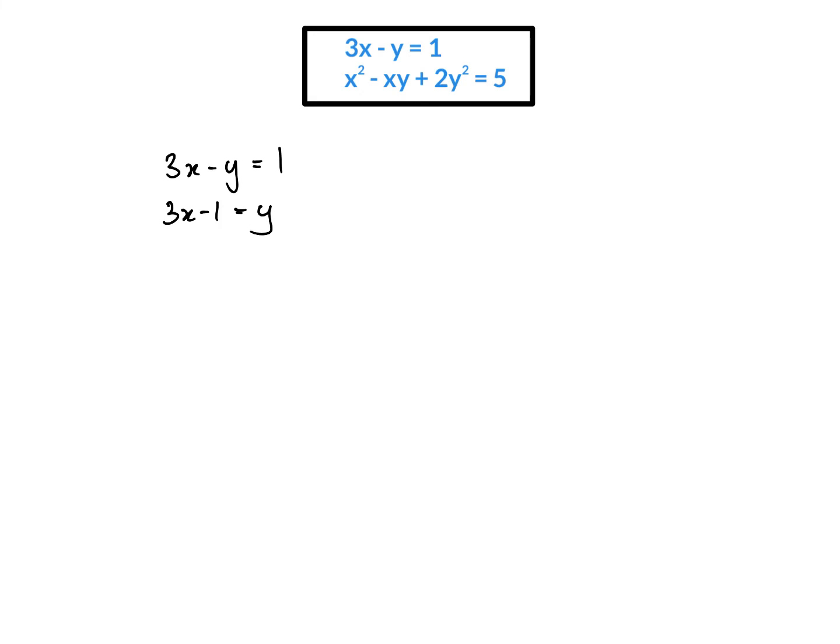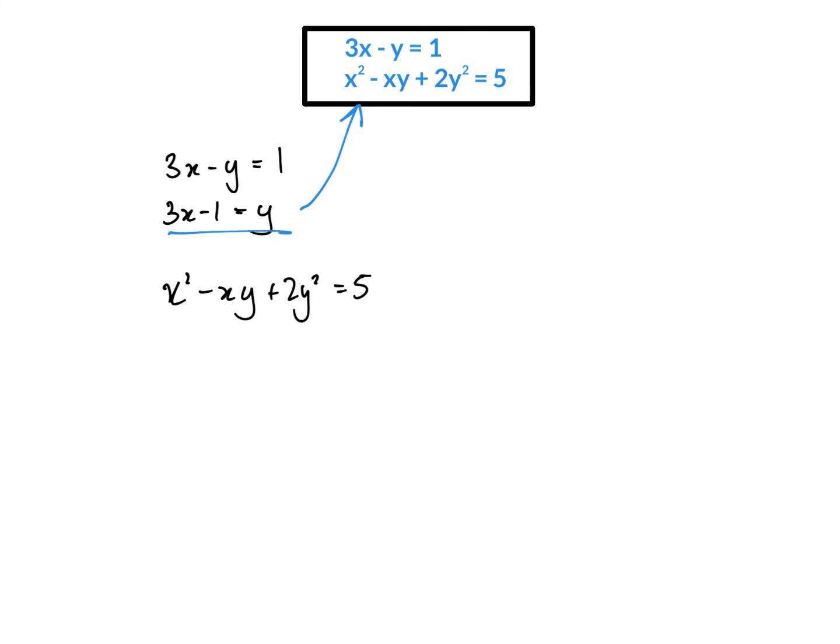So we've made y the subject here, just slightly easier. And now what we're going to do is substitute that into this second non-linear equation. We just need to be a wee bit careful how to do that. First of all, let's write this out. So it's x squared minus xy plus 2y squared equals 5. Now, everywhere that I see y, instead of y, I'm going to substitute 3x minus 1.